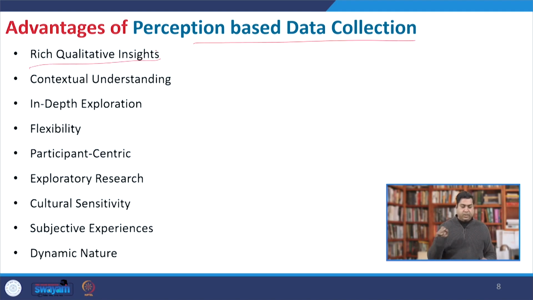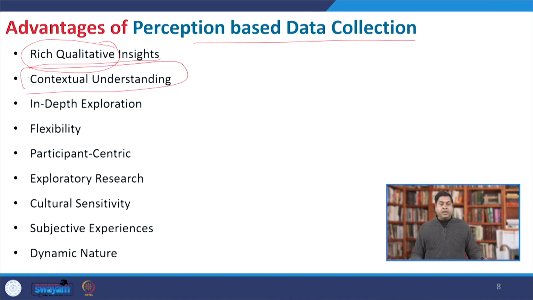Okay. So coming to the advantages of perception based data collection, it will help to get rich qualitative insight, because you are capturing perception and mostly trying to understand why those things are happening and how people perceive them. In such cases it gives you very in-depth, rich quality data. It will also give you some contextual understanding. It is not just the observation, but you also know the reason, and that is something you as a researcher want to explore.